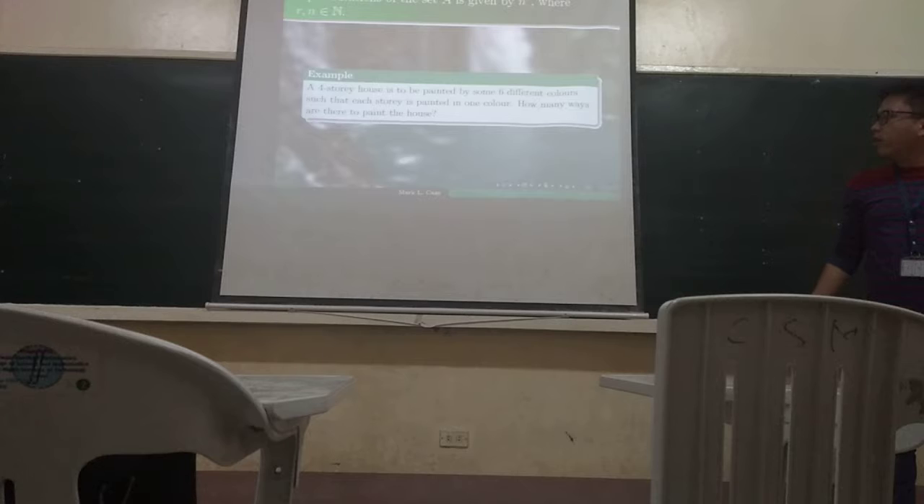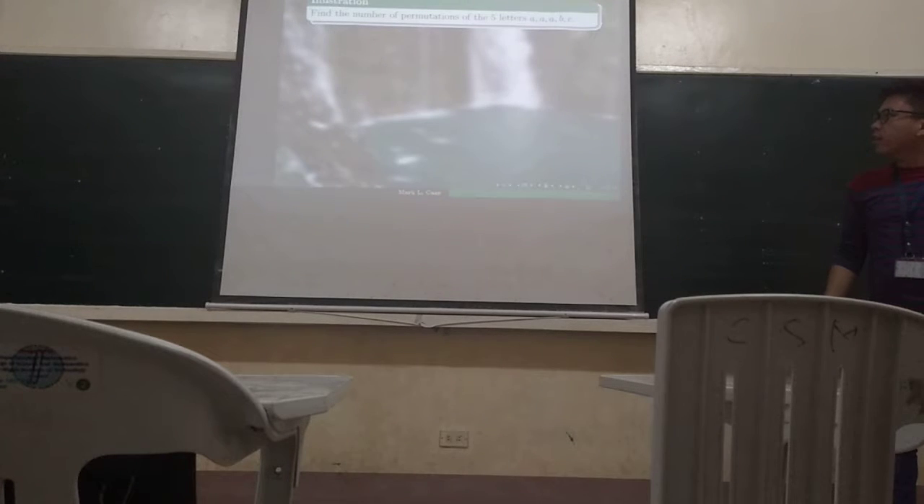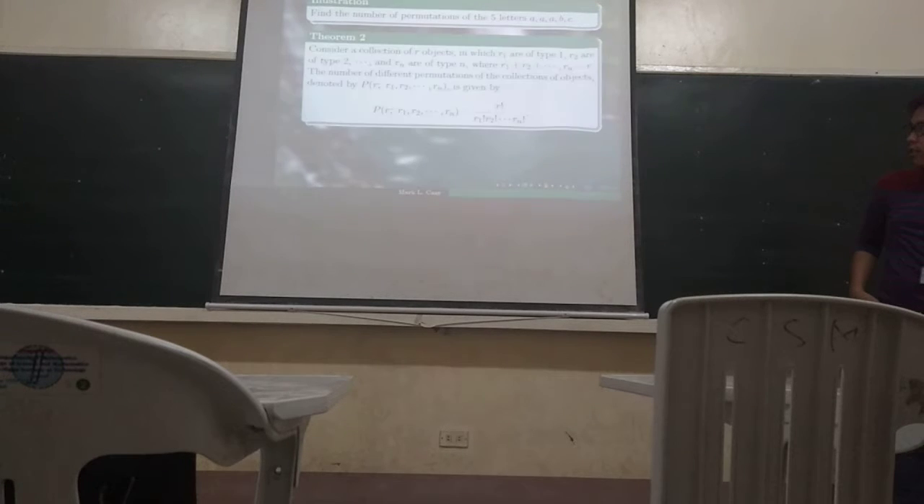Okay, so we're done with that example. There's a 4-story house, and we have to paint the house, each story out of 6 different colors. And here I have the illustration now. So find the number of permutations of the 5 letters. We have A, A, A, B, C.